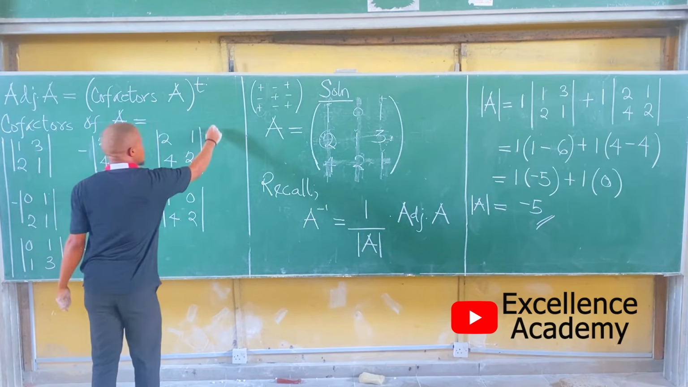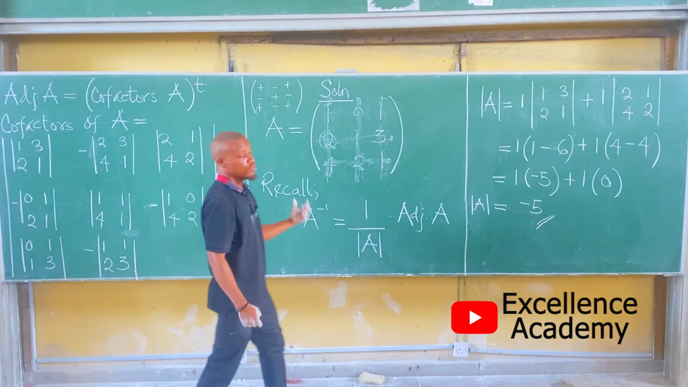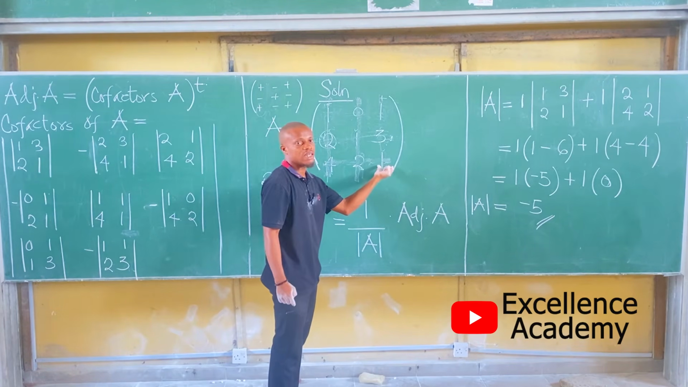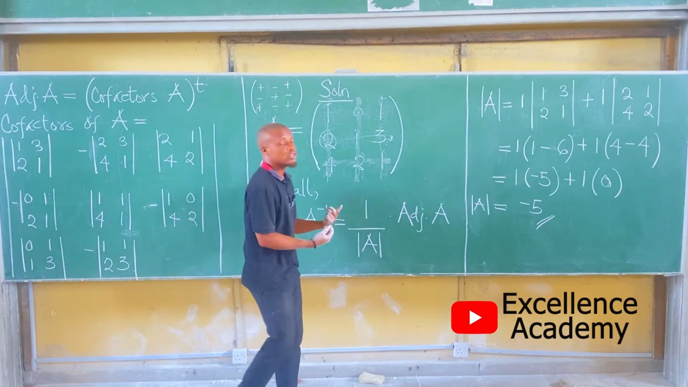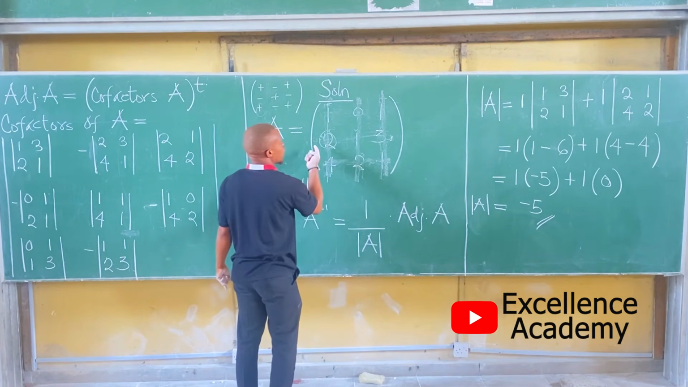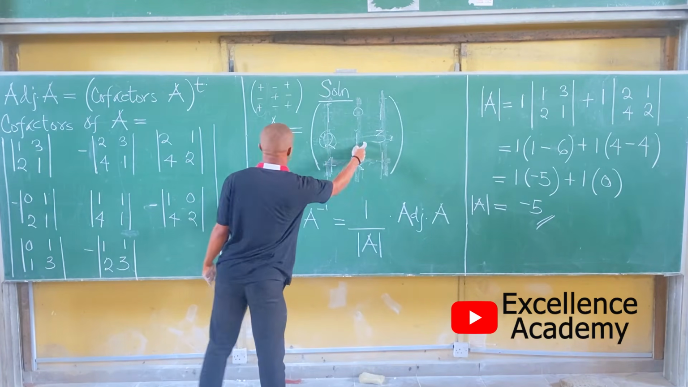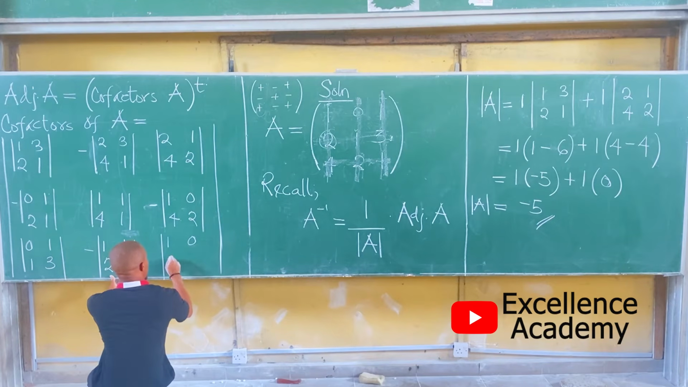Alright. We're almost done with that. For the last element there, our sign convention is a plus. Cover the row and column. This is the row and this is the column. So what do I have left? 1, 0, 2, 1.